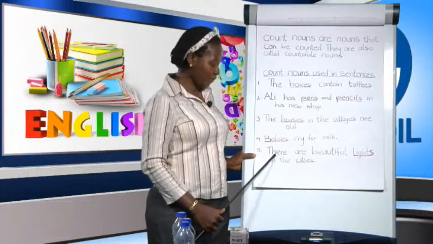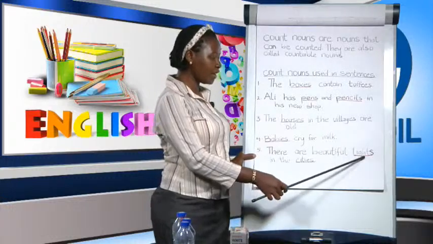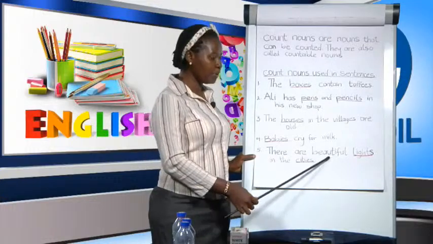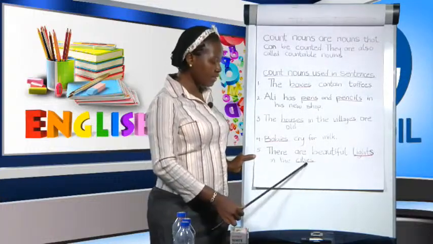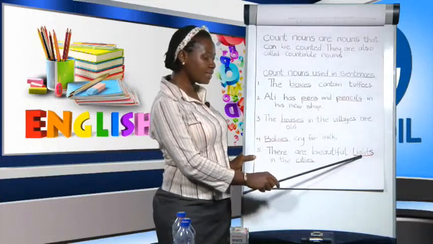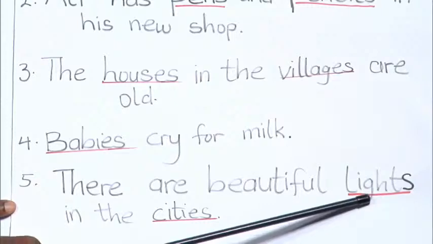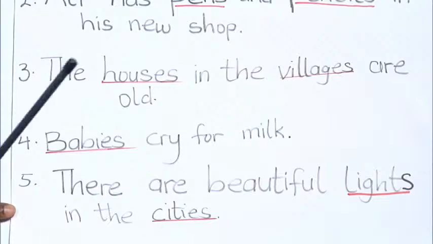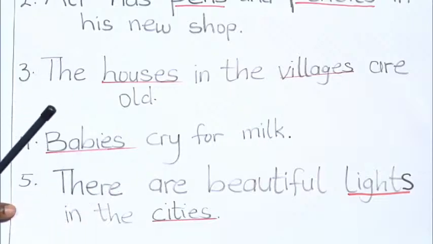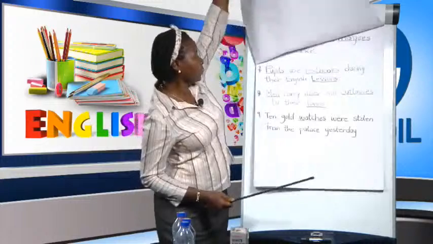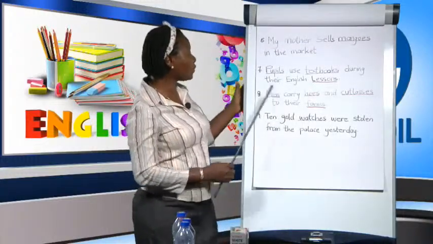Number 5, there are beautiful lights in the cities. Can we see countable nouns here? Yes, lights. We can count lights. Can we count cities? Yes, we can count cities. Accra, Kumasi, Tamale, Takoradi. So we can count cities. Shall we move on? Let's get more examples here.